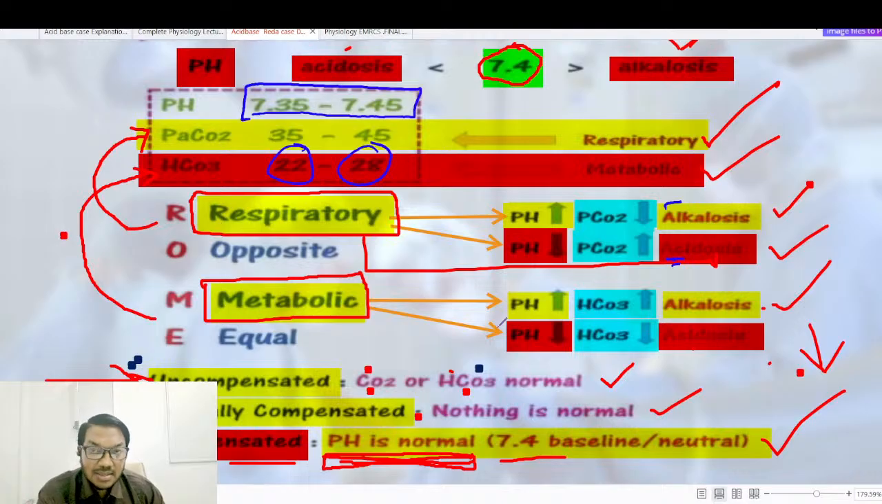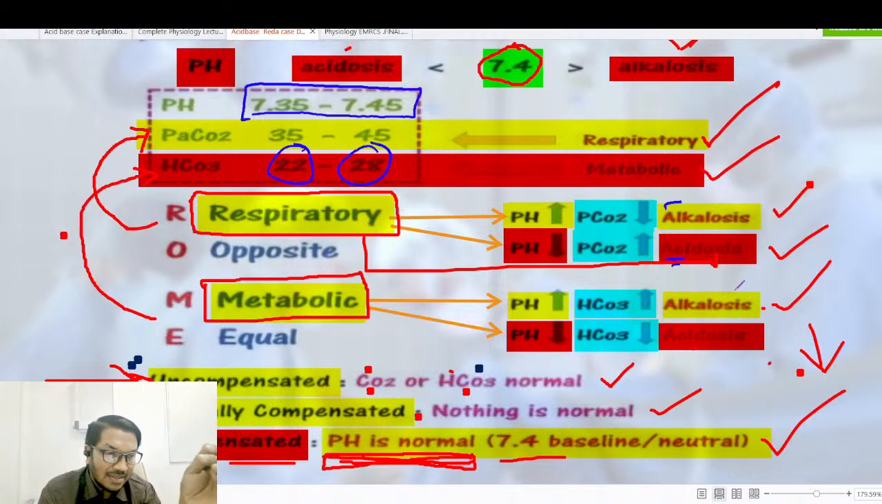But in this acidosis or alkalosis, oxygen relates to the patient's oxygen condition. But when we calculate, mainly the carbon dioxide level will vary. I mean, it will take the priority. So for the respiratory component, you should consider carbon dioxide.